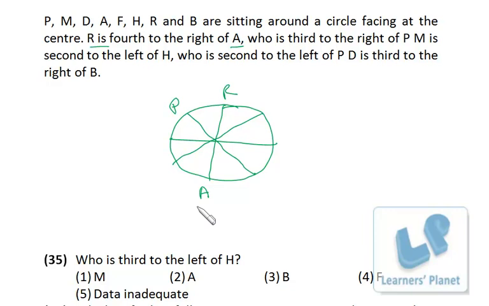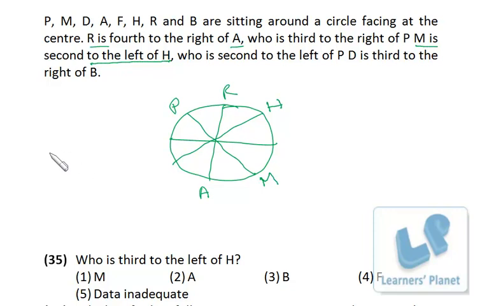M is second to the left of H. Okay, who is second to the left of P? That means H is second to the left of P. So left of P is this way. So H is second to the left of P. That means H is over here. Then we come over here. M is second to the left of H. So left of H is over here. So M is there. Okay.